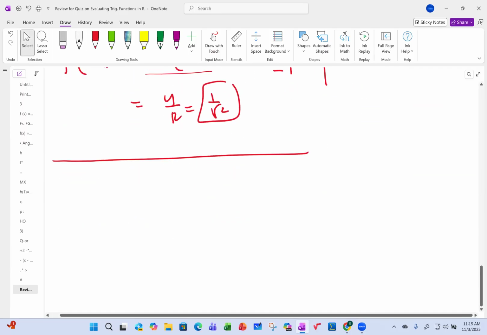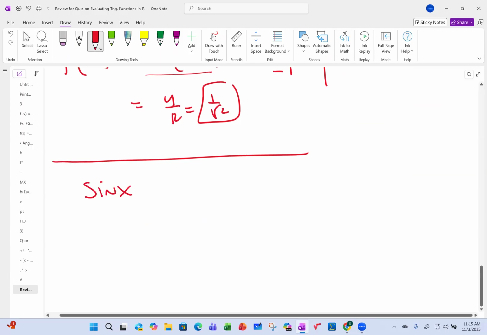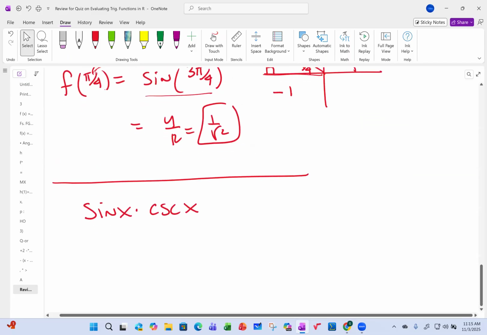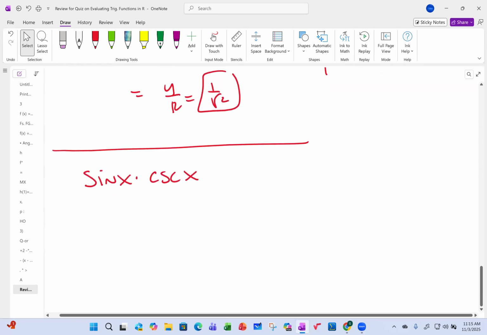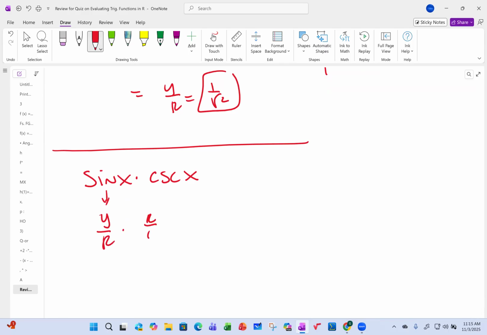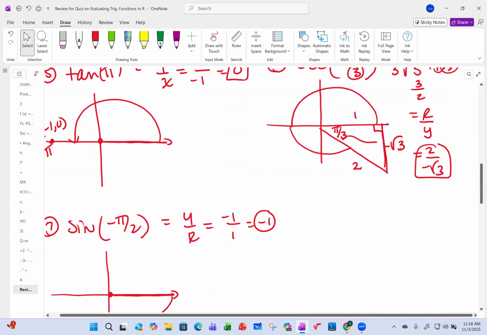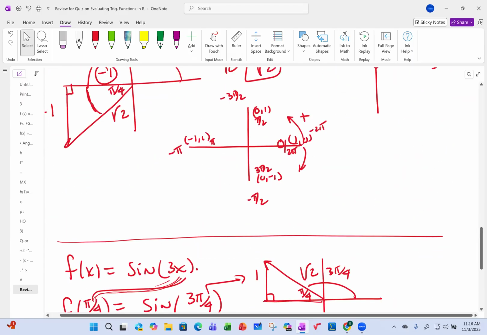And we should know how something like this simplifies: sine of x times cosecant of x. So pause the video and see what you know that simplifies to. Well, sine of x is y to r, and cosecant of x is r to y, and they multiply to give me a 1. And it doesn't surprise me because of the fact a function multiplied by its reciprocal gives me 1.